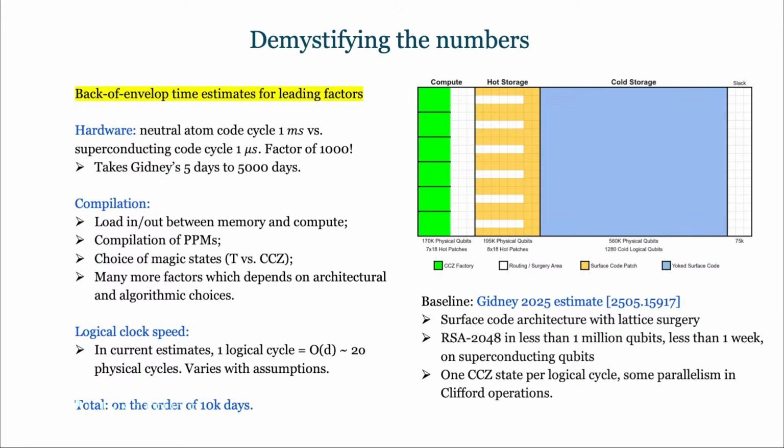Yes, when I say physical cycle, I mean a code cycle, not the depth of the physical circuit. If you look at the depth of the physical circuit, there's another factor of like 20.